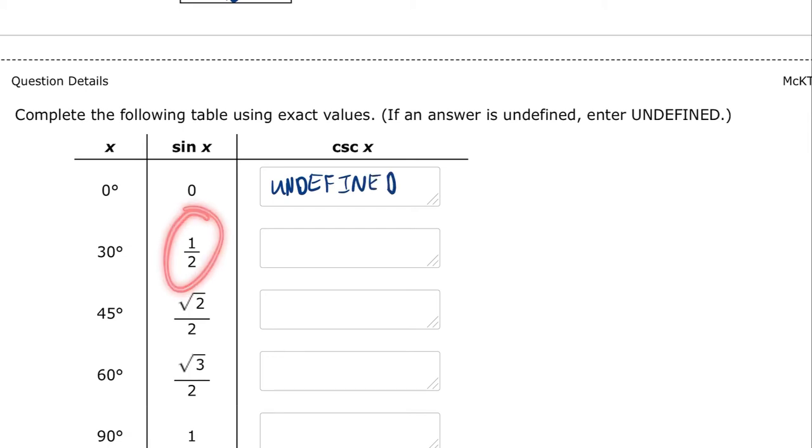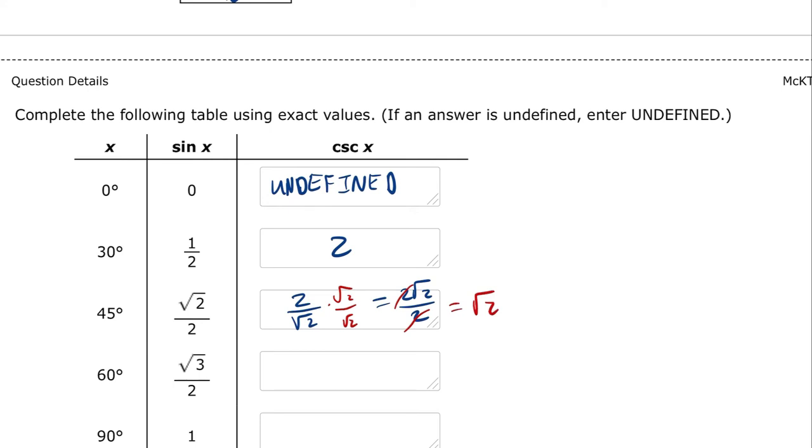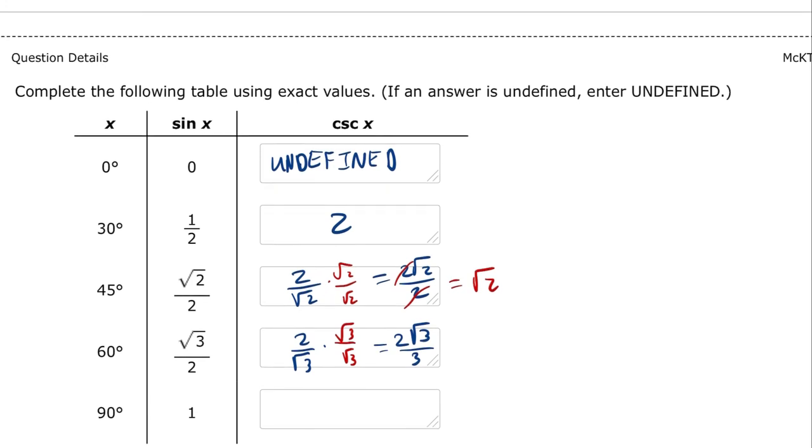The reciprocal of 1/2 is 2. The reciprocal of rad 2 over 2 would be 2 over rad 2. If WebAssign does not accept that, then you would rationalize that. You would get 2 rad 2 over 2, and then you can actually simplify more. Final answer would be radical 2 for that problem. Same thing over here. You would do 2 over radical 3 for the reciprocal, rationalize, and that would be 2 rad 3 over 3. All right, and then the last one, the reciprocal of 1 is 1.